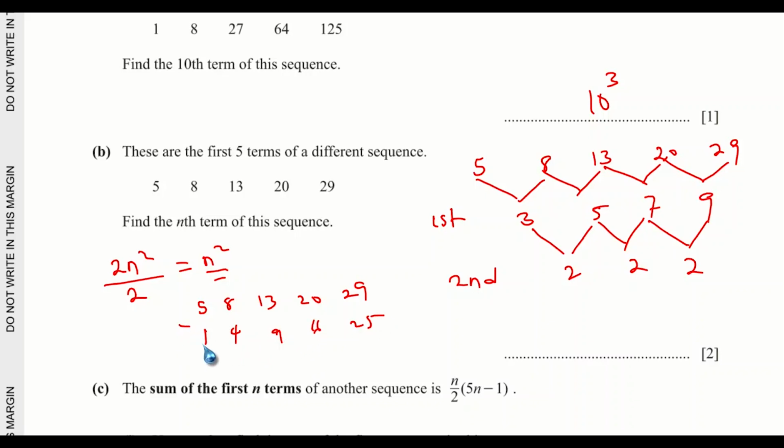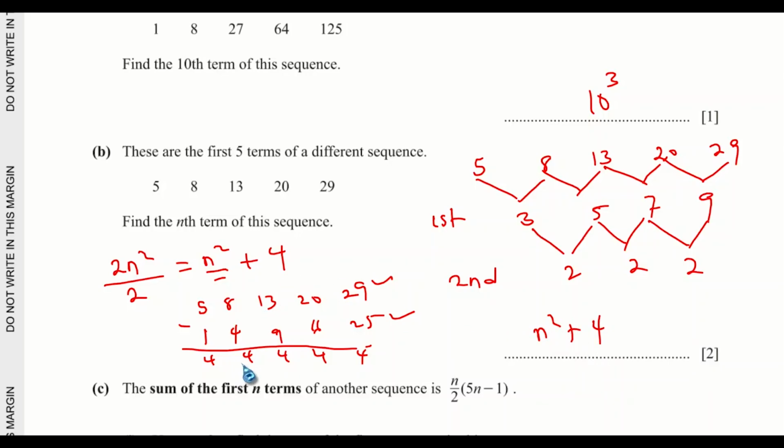So now let's find the difference between the old and the new sequence. Okay, so this will be 4, 4, 4, 4, and 4. Since we have 4 all through, that means this will be add 4. So the nth term will be n squared plus 4. That will be the nth term of this sequence.